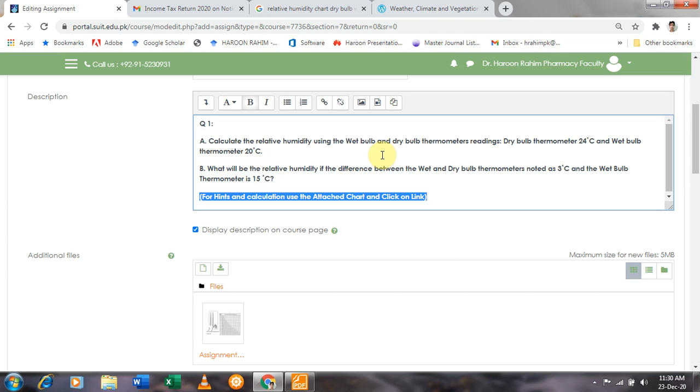And the second part of the assignment, you have to calculate the relative humidity by using the wet and dry bulb thermometer difference, that is kept 3 degrees centigrade, and again the reading of the wet bulb thermometer is given, 15 degrees centigrade. Then you have to calculate using this video.